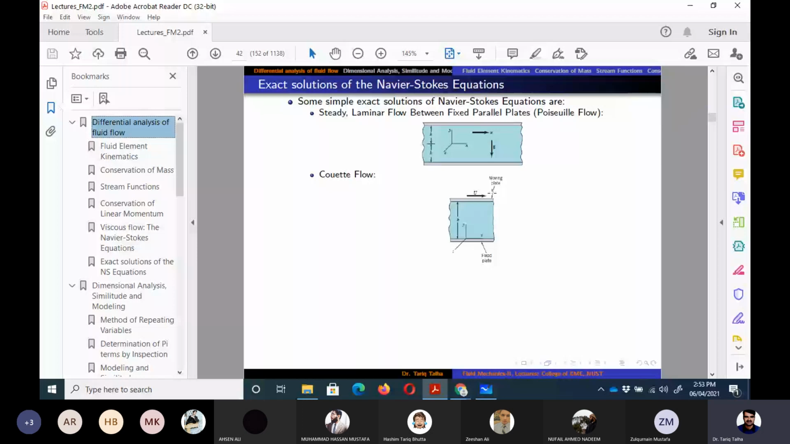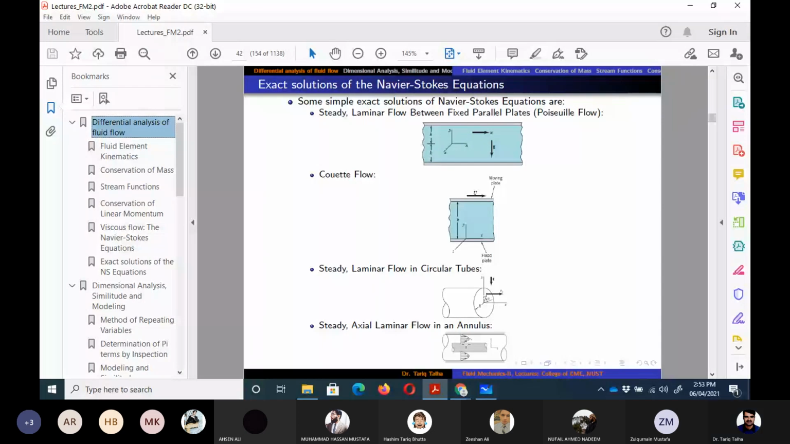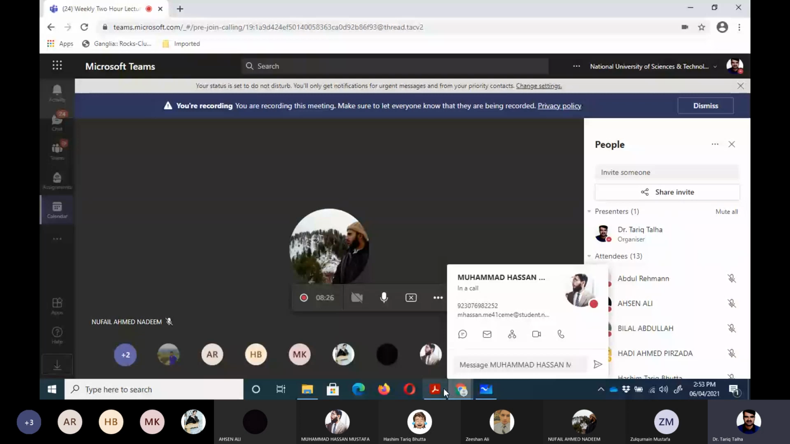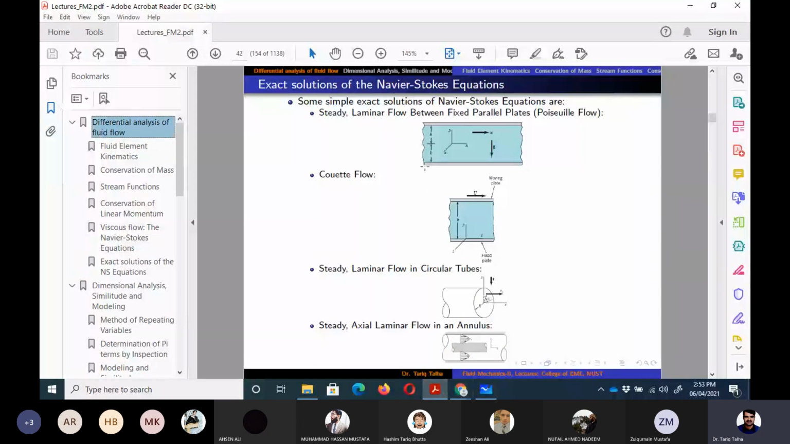Similar kinds of solutions can be found for flow through pipes or flow through an annulus, which is the space between two concentric pipes. I hope the rest of the class has joined. Now we focus on getting the solution for the Poiseuille flow.